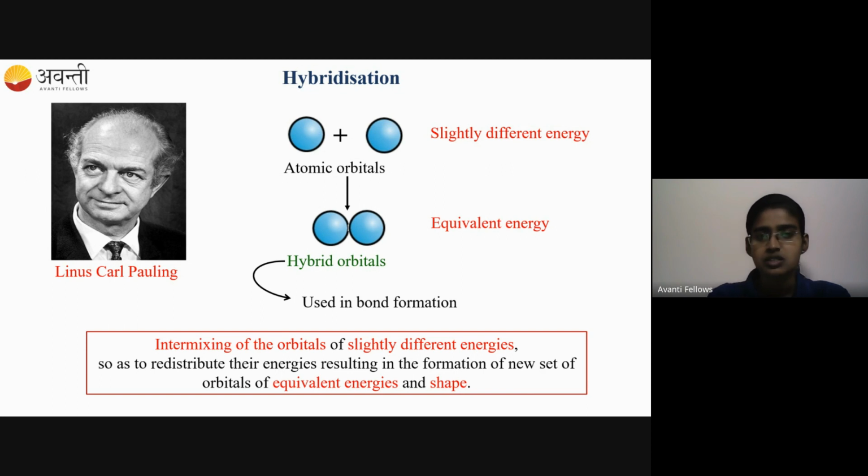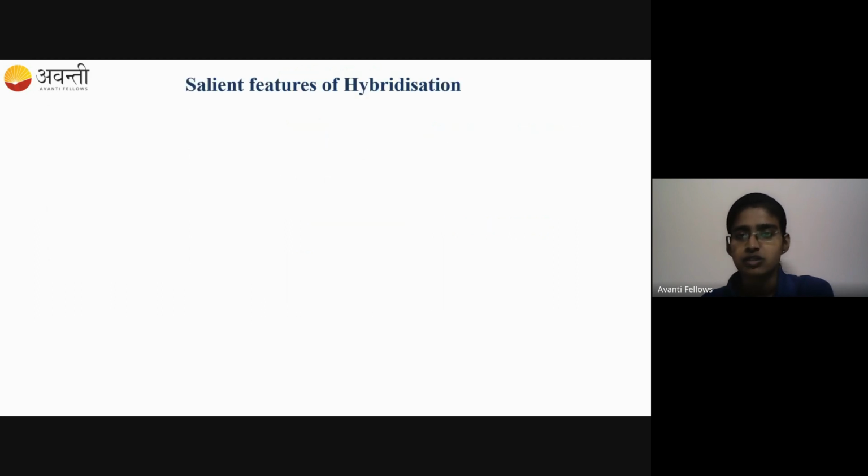Okay. So atomic orbitals are intermixing with each other to give the hybrid orbitals, and the electrons which are present in hybrid orbitals are forming the bond with the other atom. So this is the definition for hybridization. It is the intermixing of atomic orbitals. So this is very important. Now coming to the features of hybridization, some of the salient features.